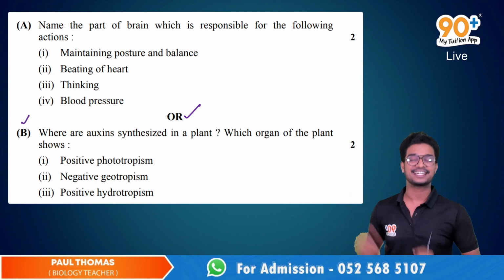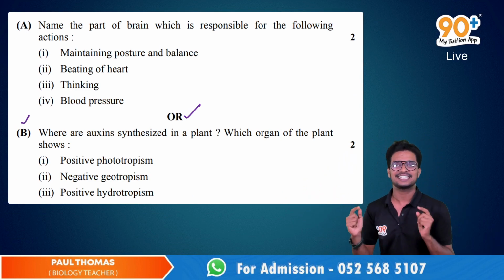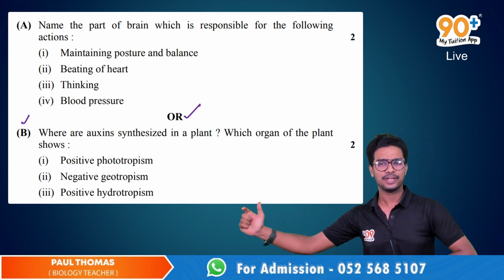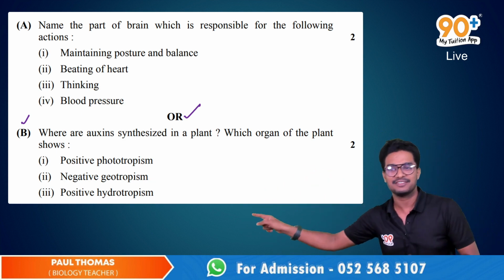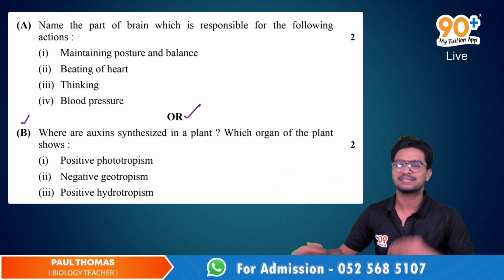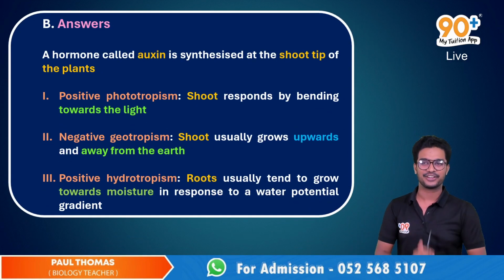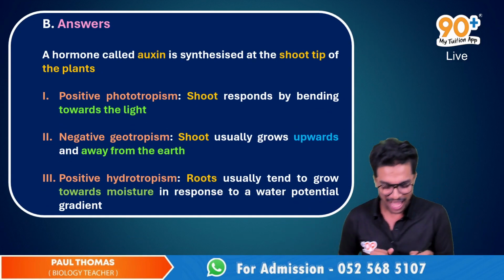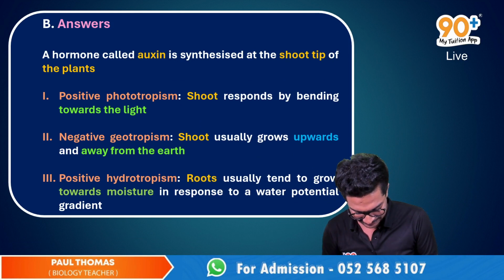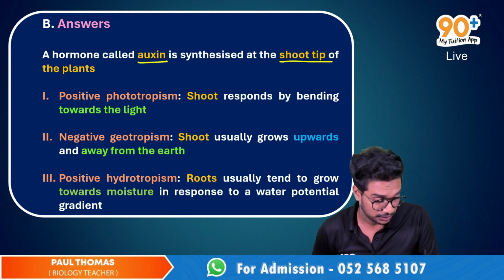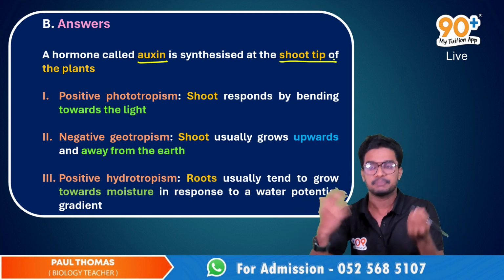The first question is, where is auxin synthesized in a plant? We know that auxin is a plant hormone, and which organ of the plant shows positive phototropism, negative geotropism, and finally positive hydrotropism? The answers are here waiting for you. We know that the hormone auxin is synthesized in the shoot tip of the plant. It is very mandatory to mention it as the shoot tip of the plants, right?